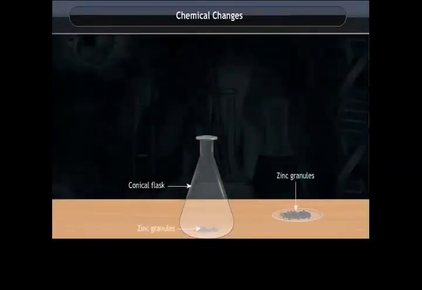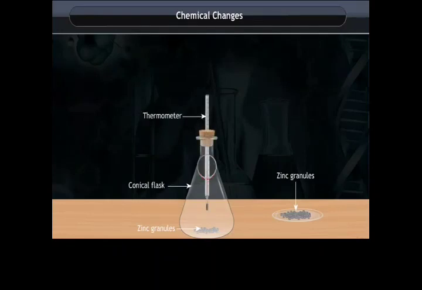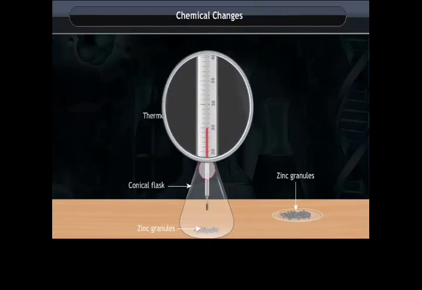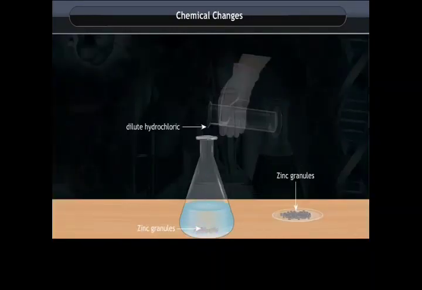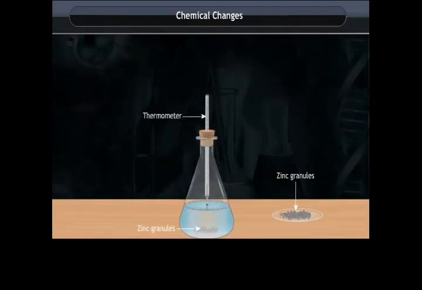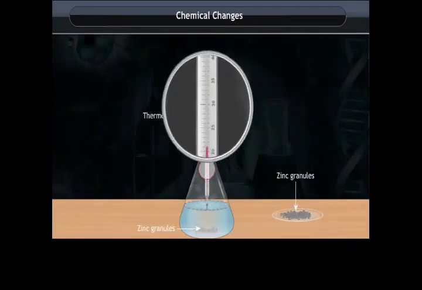Take a few zinc granules in a conical flask. Insert the thermometer and note its reading. Add dilute hydrochloric acid to it. Insert the thermometer and note its reading. Do you observe something happening around the zinc granules? Yes, you observe that gases evolved around the zinc granules and raises the temperature. This shows the formation of gas during the chemical reaction and also shows the exothermic reaction.